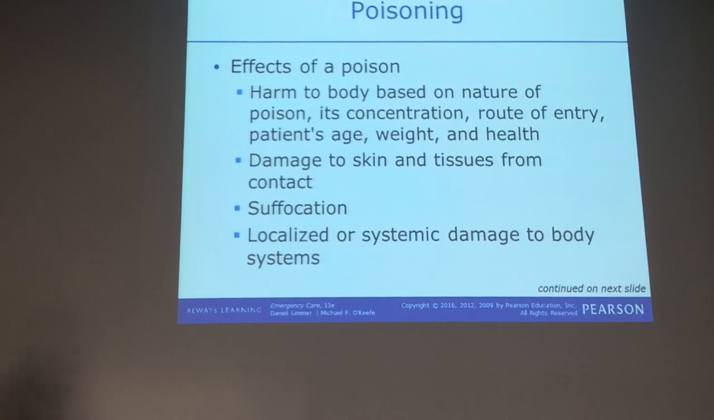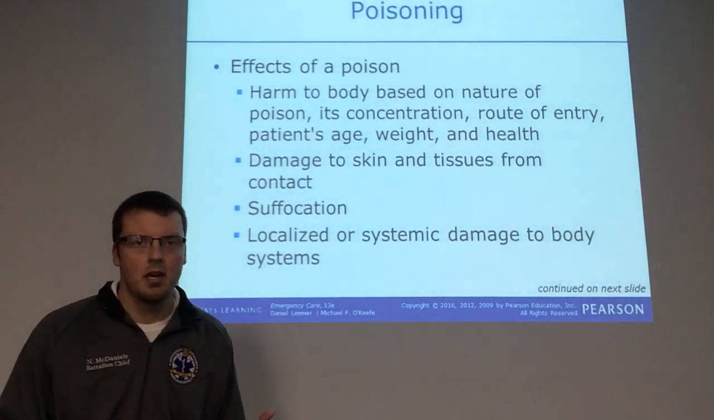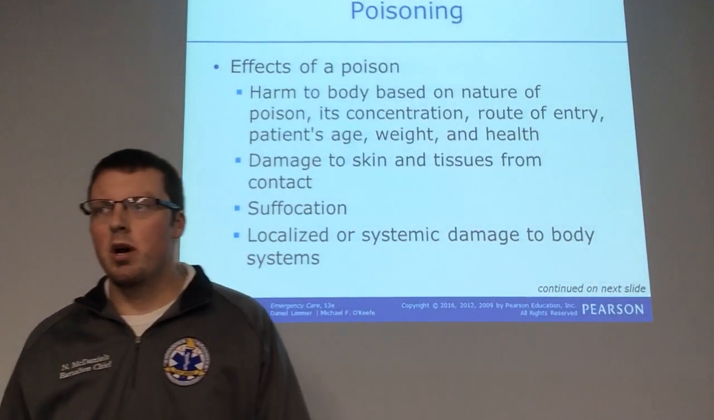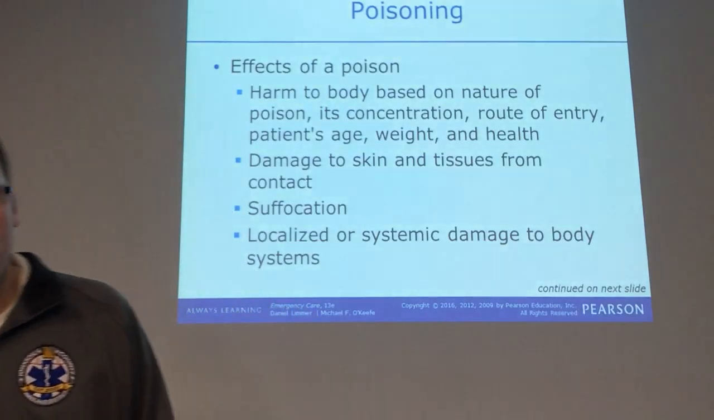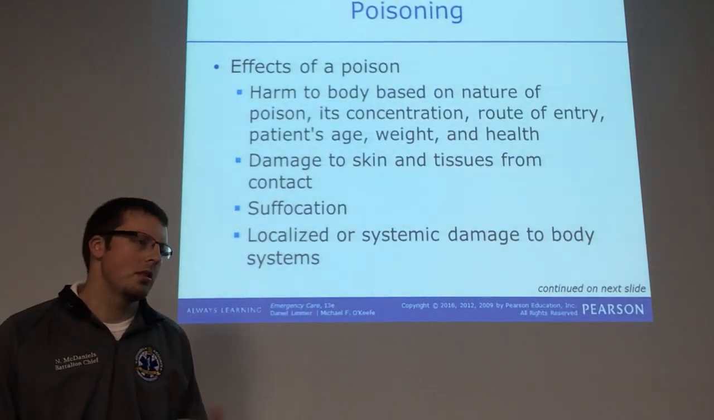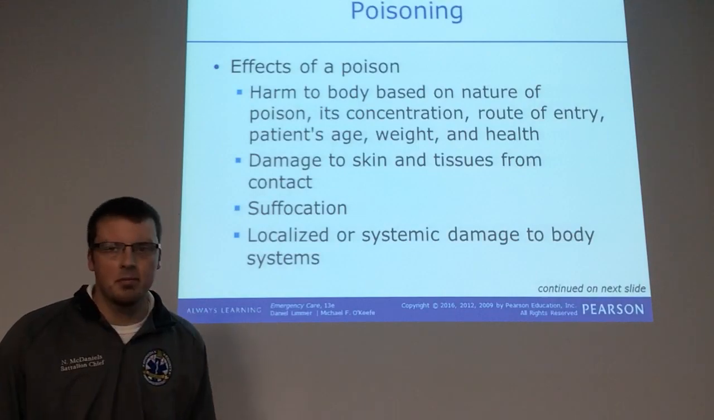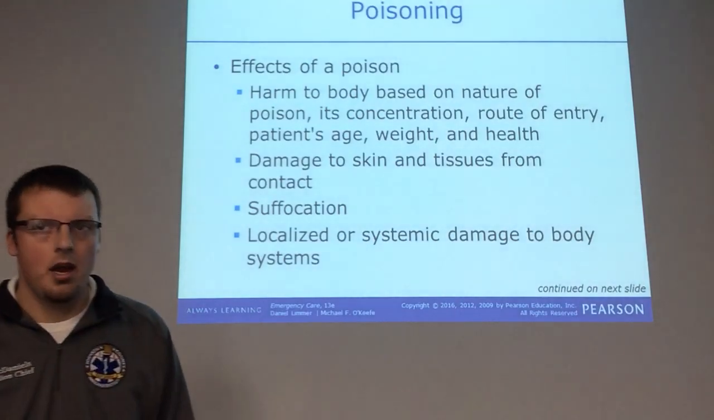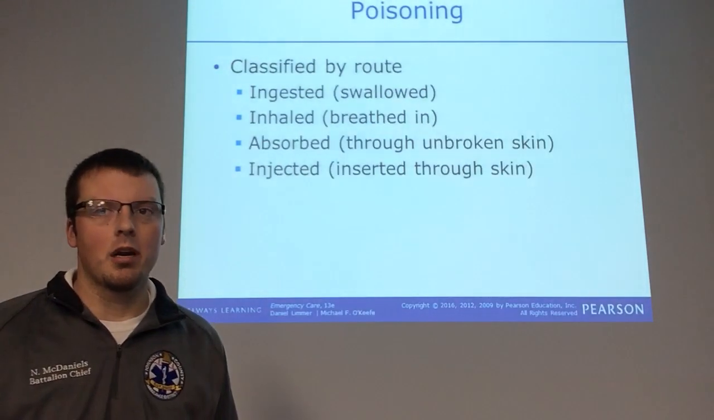It can cause damage to skin and tissues, it can cause suffocation. It can also cause some localized or systemic damage to body systems. Body systems we've been talking about a lot in our medical assessments. Depending on what you have, the skin can be damaged, the nervous system can be damaged. There could be all kinds of different things. So it just depends on what type of poisoning we're talking about.